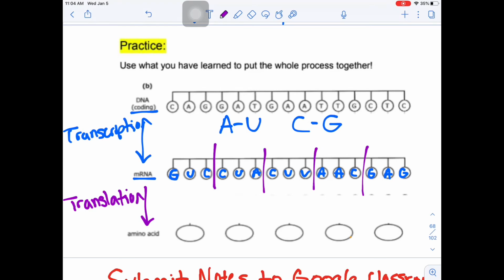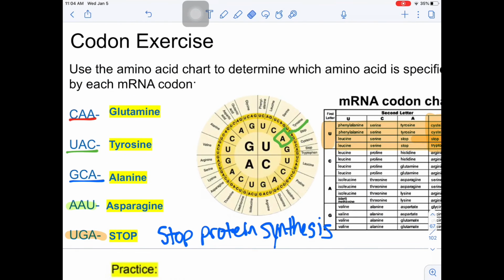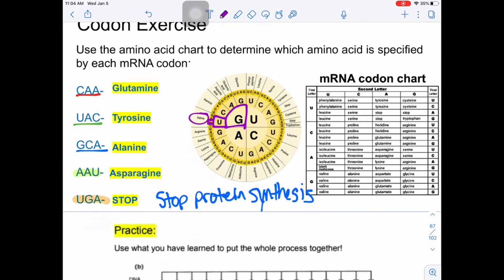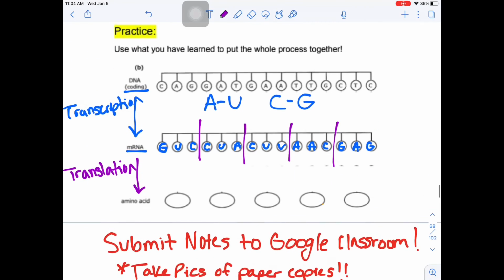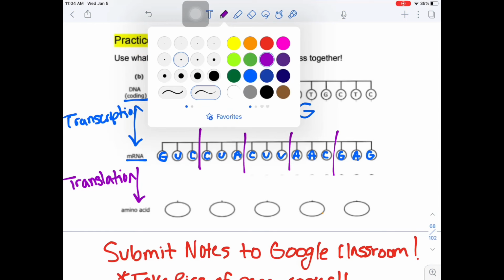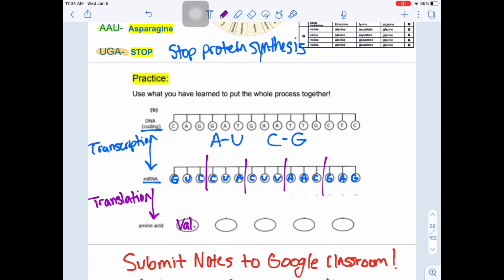So let's take GUC, our first codon. We're going to come up here. We're going to look at our wheel. So we have G in the middle, and then a U, and then a C. So our first amino acid is valine. I'm going to write these in, I'll write them in purple. So we have valine right there.